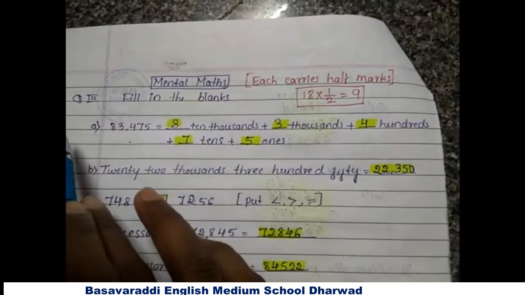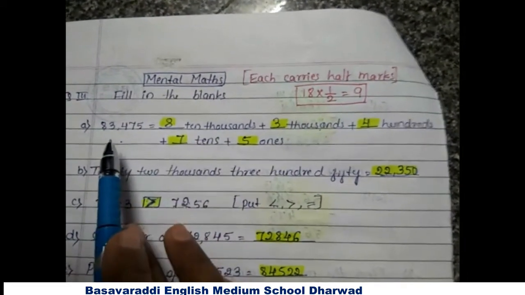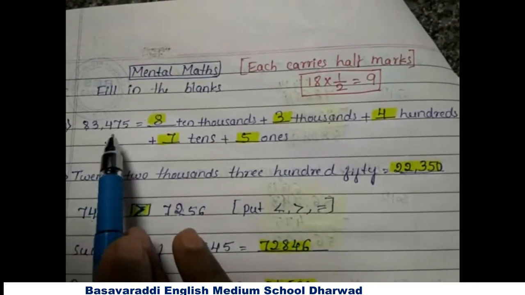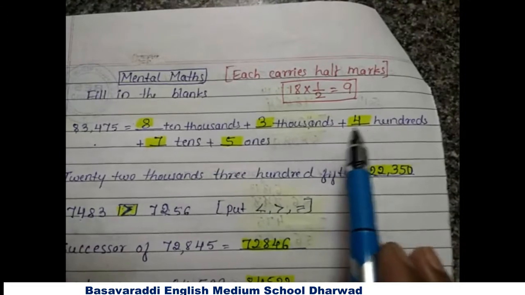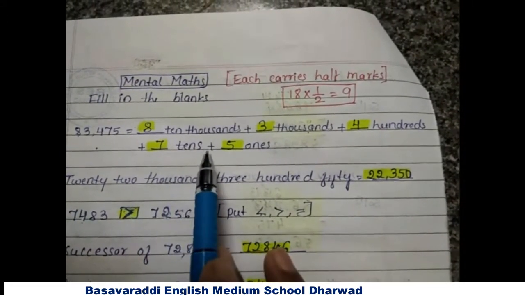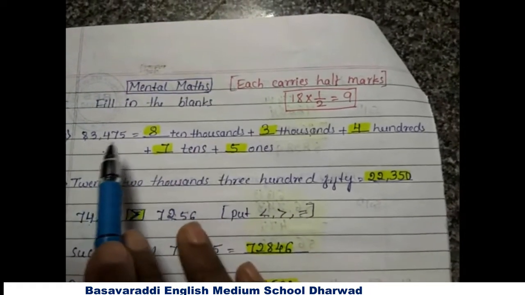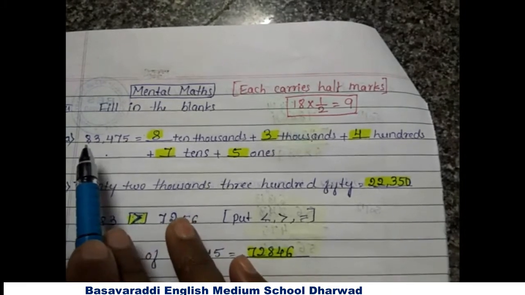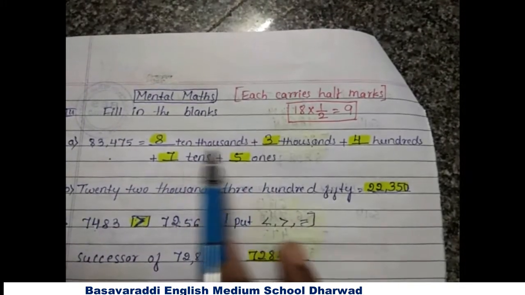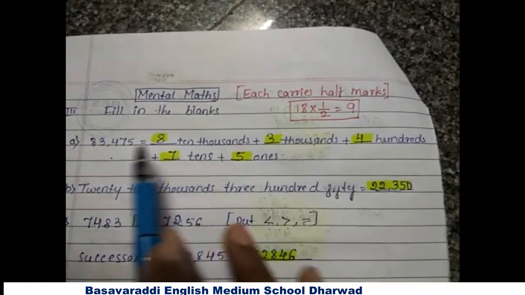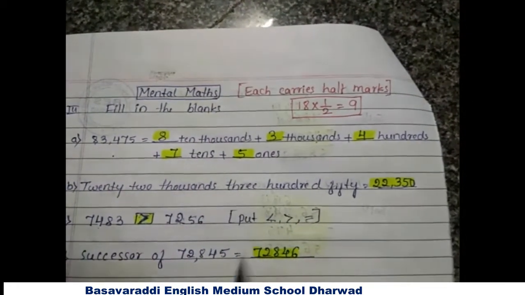Yes, the main question 3, mental maths, each carries half marks. Fill in the blanks. The first one: 83,475 is equal to dash 10,000s plus dash thousands plus dash hundreds plus dash tens plus dash ones. So we have to write the respective place values here. Write 8, it is in the 10,000s place, 3 in the thousands place, 4 in the hundreds place, 7 in the tens place, and the last digit 5 in the ones place.